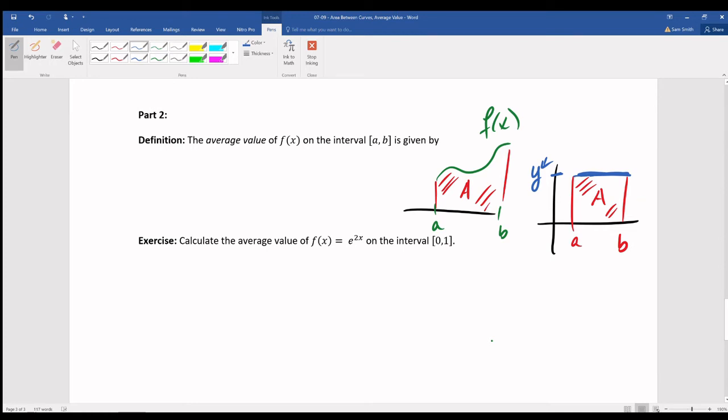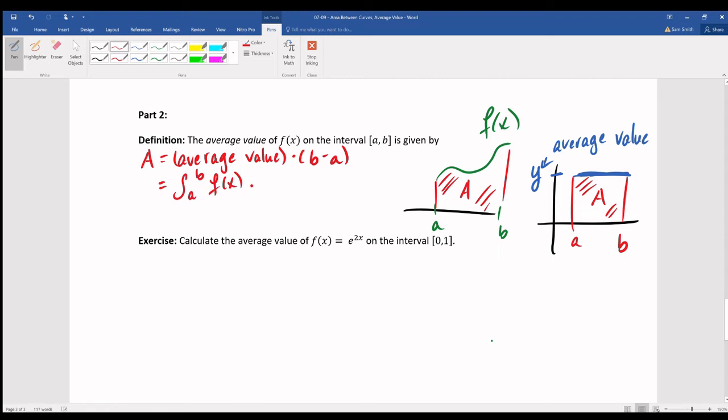That y value is the average value of f of x, average value. And it can be found by doing the following. On the one hand, the area underneath the curve f of x is equal to the average value, that y, times b minus a. So this is height of rectangle times width of rectangle. But on the other hand, we also know that the area described here in this picture is given by the integral from a to b of f of x.